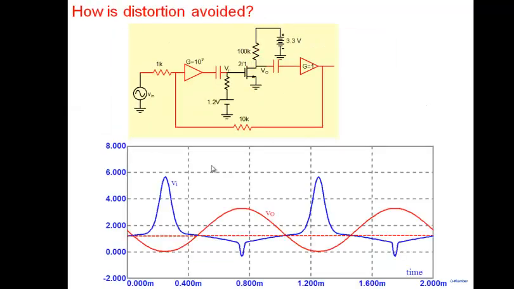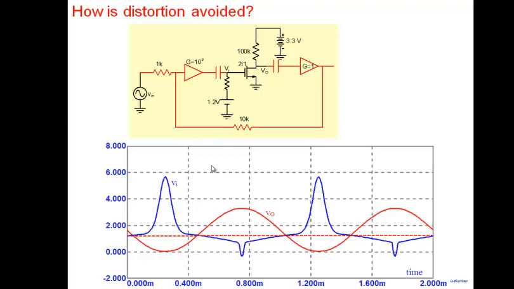Let me go back here. Yes. How is distortion avoided? So you can see that what is happening is as follows here. If you look at VI, the input here, we know that as I go from VI to V0, distortion occurs, right? When I go from VI to V0, the signal is getting distorted.